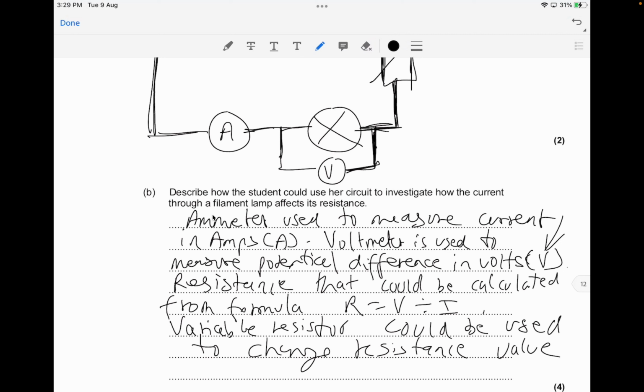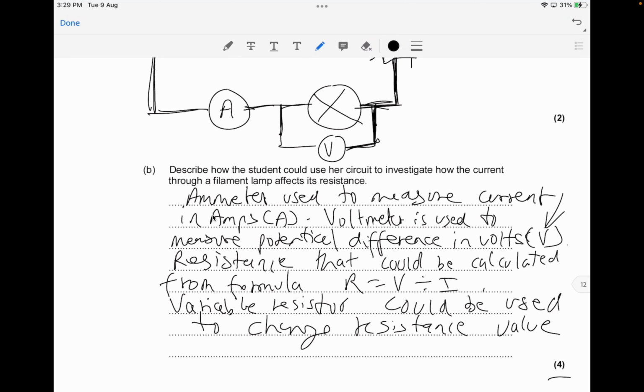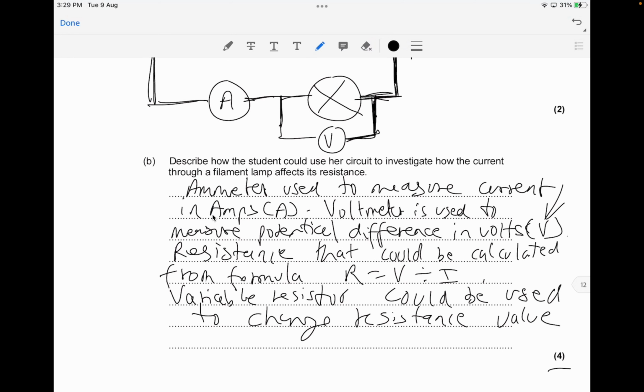This is the same formula that we have used in V = IR, where the resistance is equal to the potential difference divided by the current. And a variable resistor could be used to change the resistance value. Now all you need to do is mention 4 good valid reasons, and you can score those good marks. Let's move on to the next question.